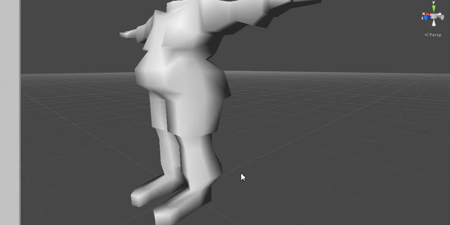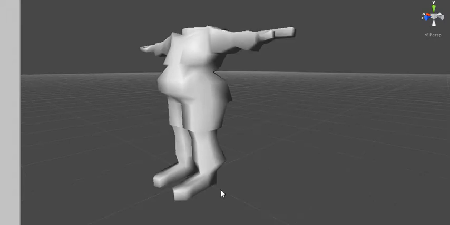Figured out what the problem was. I went ahead and I put in a UV map so that I could color the suit or something. And that was what broke it.